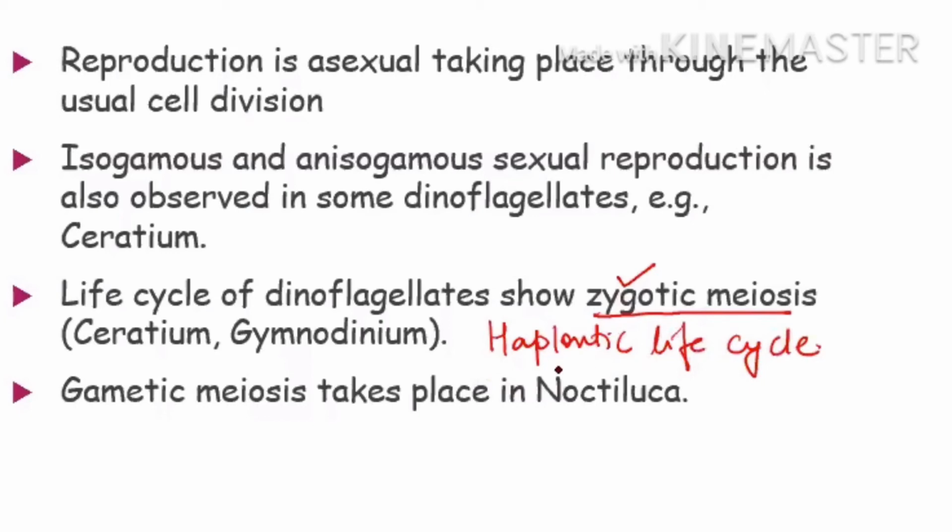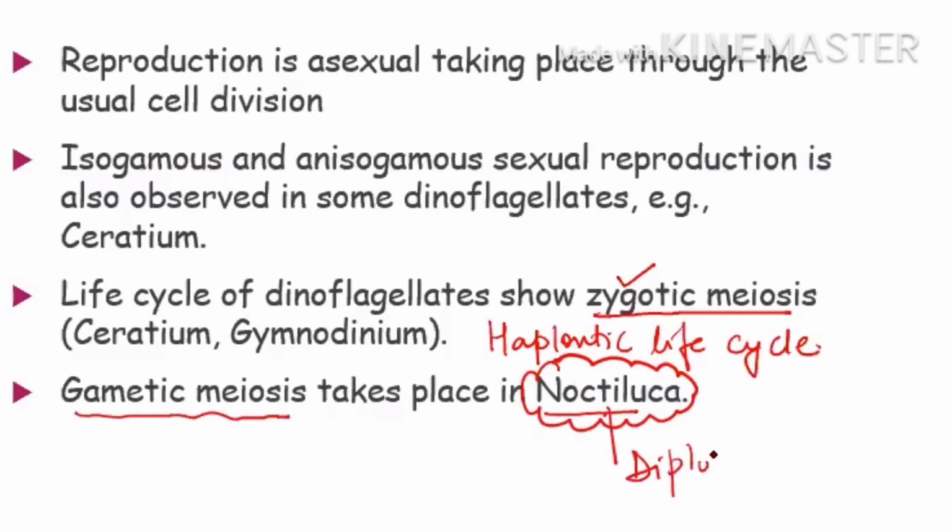The only member which is showing diplontic life cycle is Noctiluca, because Noctiluca is the one which is showing gametic meiosis, and the organism which shows gametic meiosis means they are showing diplontic life cycle. See here, I'll try to explain to you. Three types of meiosis are there. One is your zygotic meiosis. Zygotic meiosis means zygote is going for meiosis.